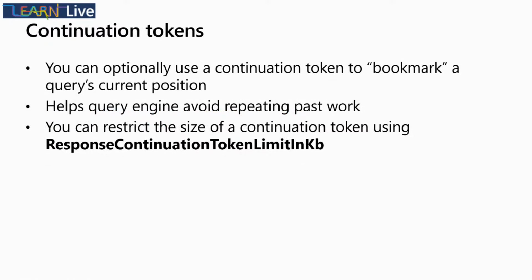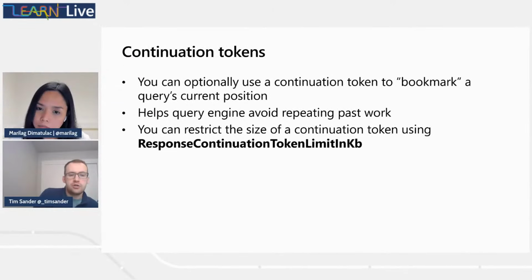Now, there's something called continuation tokens in Cosmos DB. This is an optional way to bookmark a query's current position so that you can resume later. Continuation tokens basically help the query engine avoid doing repeated work. In the absence of a continuation token, we keep a record of the query state in memory. If the query doesn't finish in one page and needs to resume in the next page, we store the current state of the query in memory so that if we need to go to the next page, we don't need to repeat any past work.